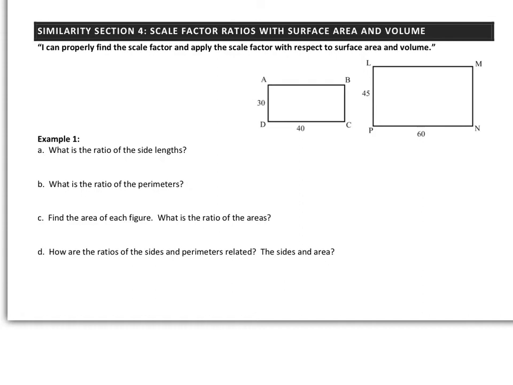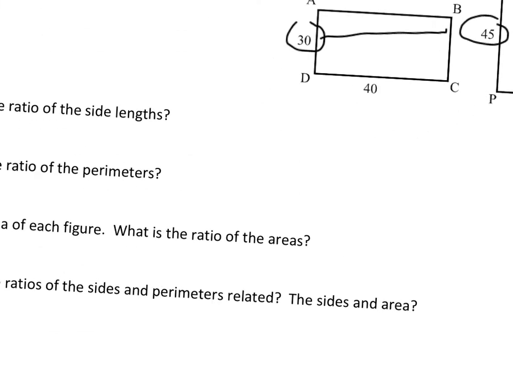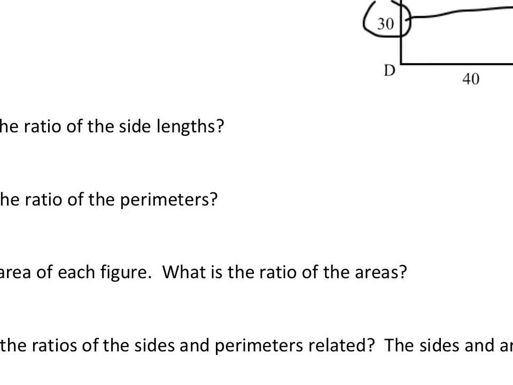So if we look at this picture, we will compare the corresponding sides here of 30 and 45. So we will say ratio of side lengths is 30 to 45. Now that's good enough, but as we talked about scale factor, we want it reduced, so this will come into play later. If I reduce that, I will get 2/3.